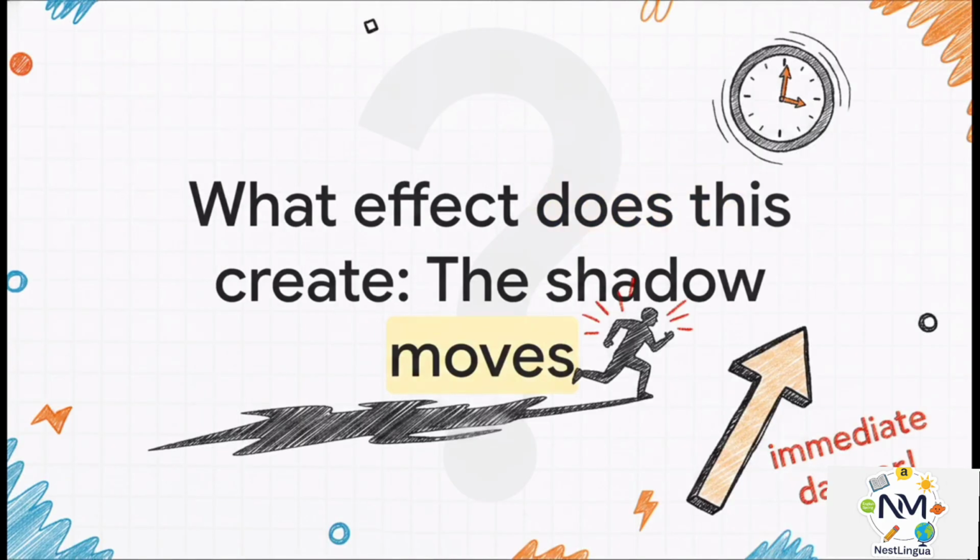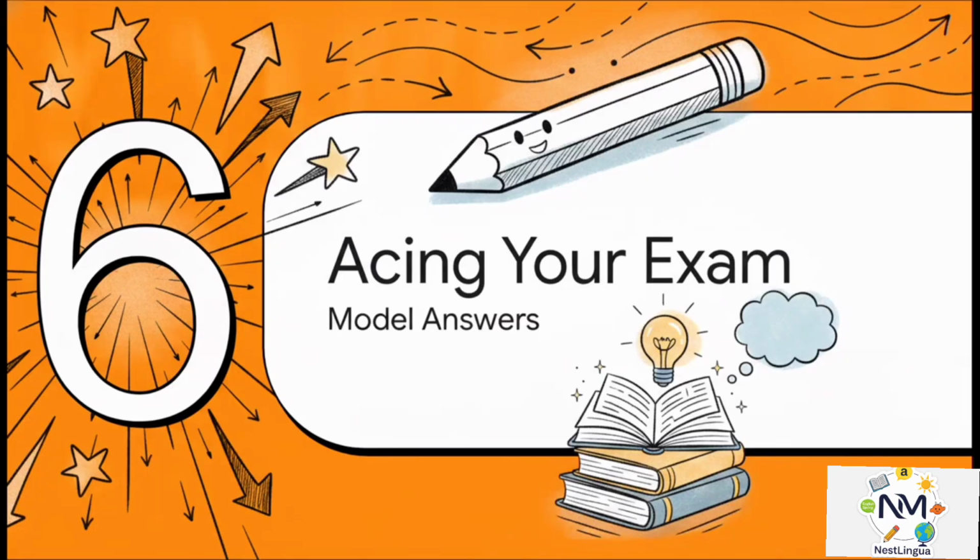Great job. Now for question 2. What effect does this sentence create? The shadow moves behind me. Is it a calm memory or immediate danger? Well, listen to that present tense verb, moves. That means the correct answer is immediate danger. You're doing fantastic.